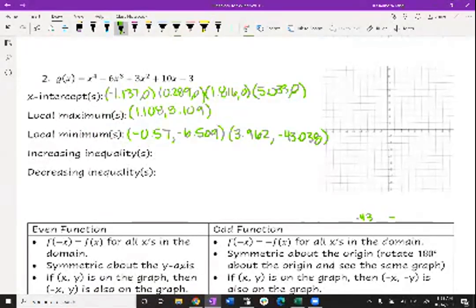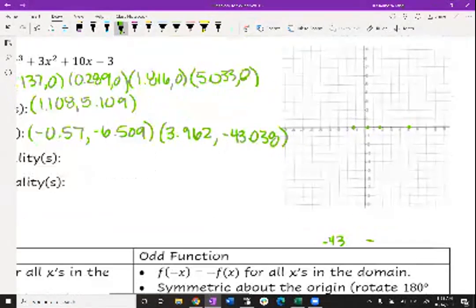All right, so I'm gonna hit some of these points. I'm gonna hit the x-intercept negative 1.13, a little further than negative 1. I've got my 0.2, so it's a positive number, not much bigger than 0 though. I've got 1.816, so it's a little less than the 2. And then 5.033, it's almost exactly 5. Okay, so those are my x-intercepts. You okay with these x-intercepts?